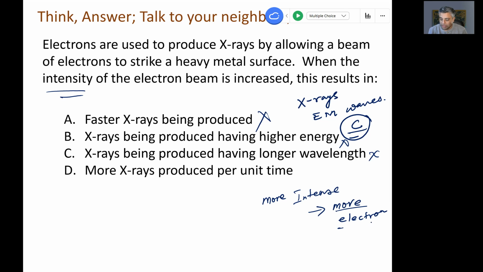So more electrons means, each electron, when it slows down, what happens? It produces one photon of X-ray. Each electron produces one photon, right? So that means more photons are being produced when more electrons are coming. So yes, it looks like D is the correct answer in this case.